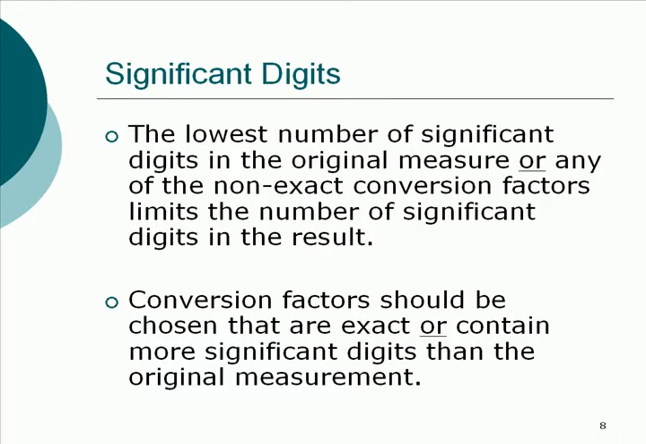What that means is conversion factors should be chosen, if you have a choice of more than one, so that they are either exact or contain more sig digs than your original measurement, so that your conversion factor doesn't limit the accuracy of your result.